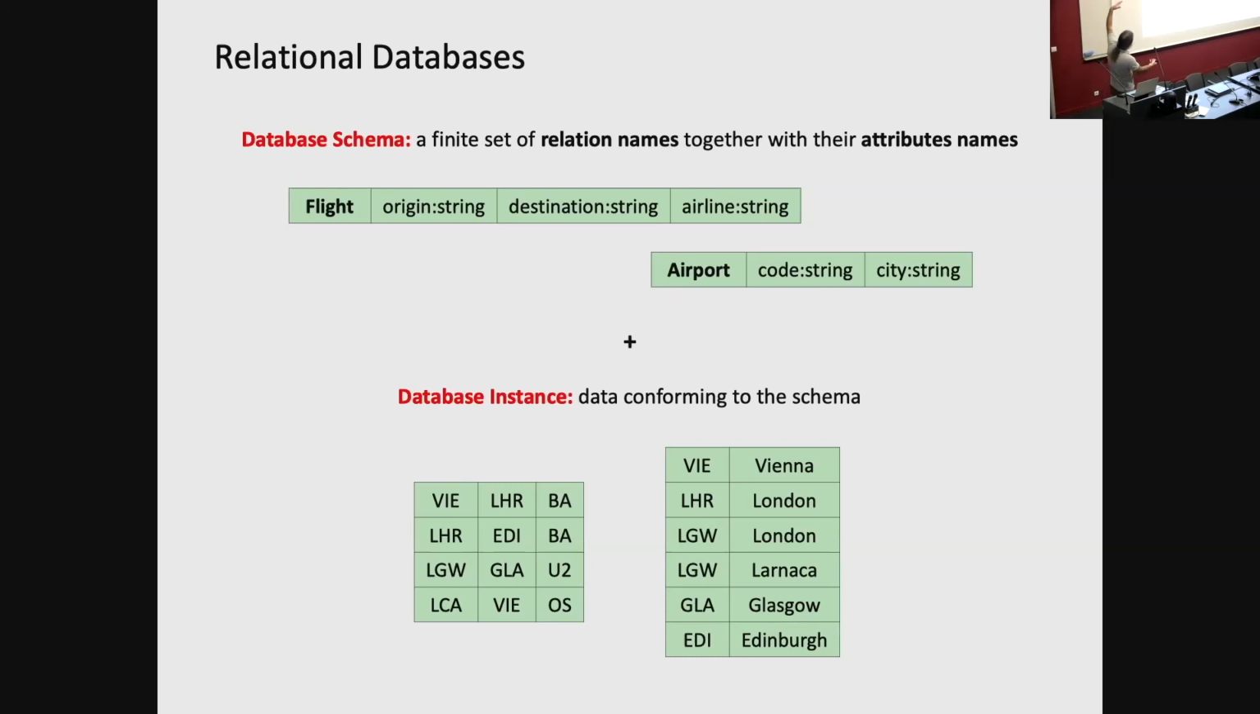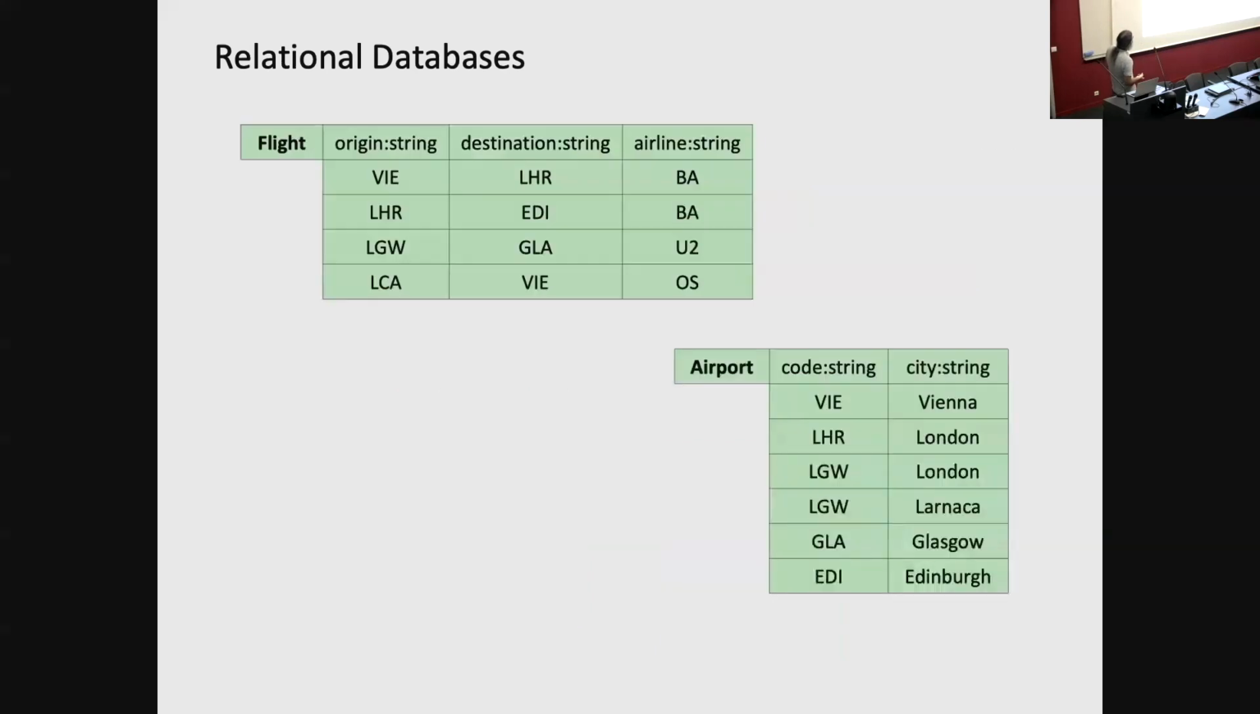And essentially now, if we see these relation names as the header of a table, and we combine these two things, what we get are tables, right? And a relational database then is a finite set of such finite tables. That's it, as simple as that, right?